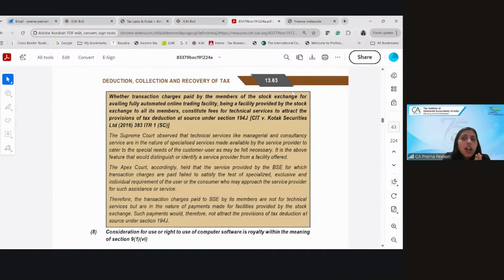So the transaction charges are not technical services, but are in the nature of payments made for the facilities to be used of the stock exchange. And therefore 194J TDS will not be applicable in this case. Are we clear? Yes or no? Yes, ma'am. So here the TDS under 194J will not be applicable. That is what has been held by the Supreme Court in the case of Kotak Securities.